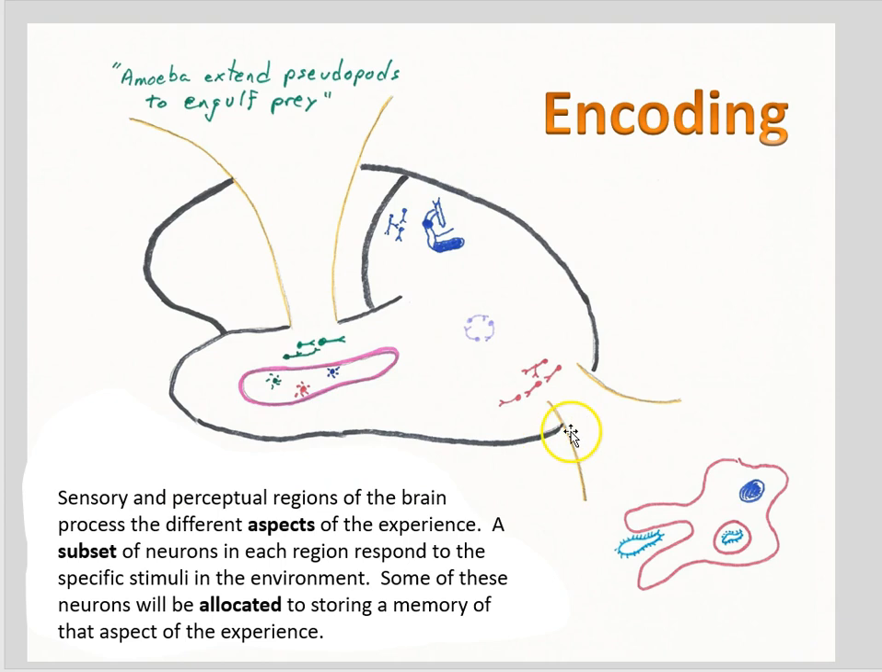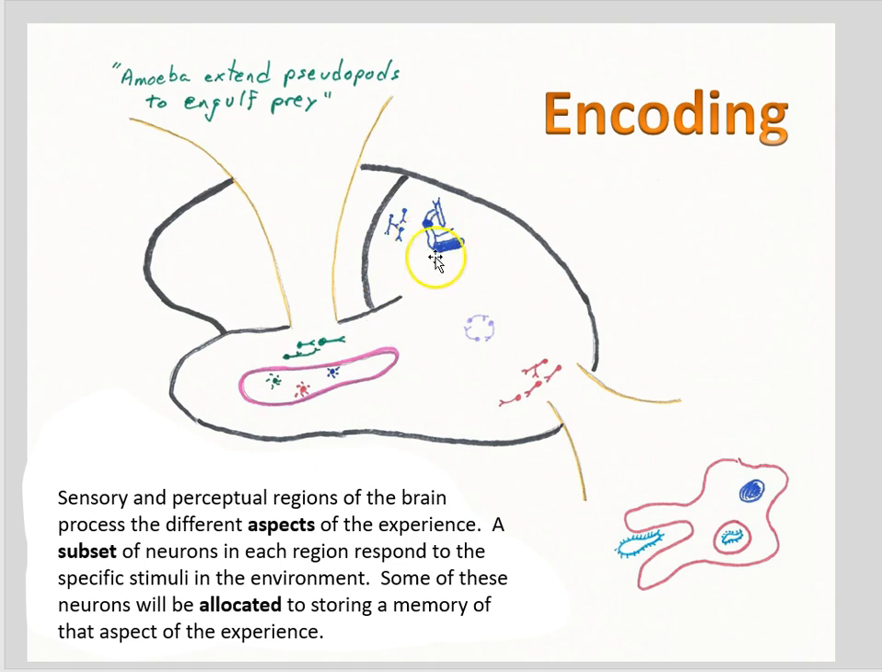Now, the first stage of a learning event, psychologists call the encoding stage. So here we have the surface of the brain, and let's imagine we're in a classroom, and we're using microscopes, and we're observing amoeba and paramecia under the microscope. Meanwhile, a teacher might be saying something like, amoeba extends pseudopods to engulf the prey. So the different sensory and perceptual areas of the brain are processing the different aspects of the experience.